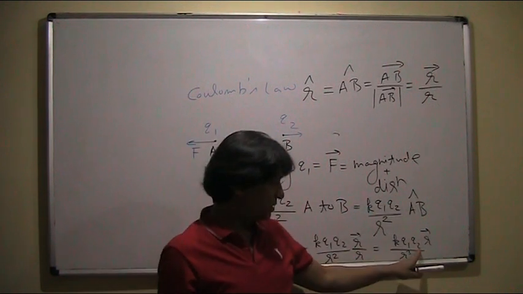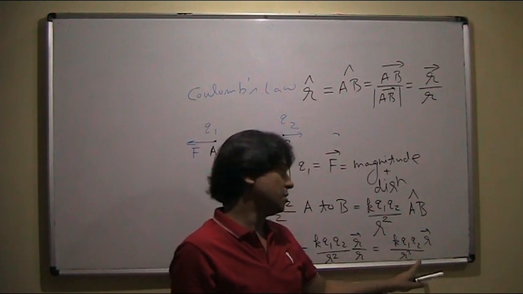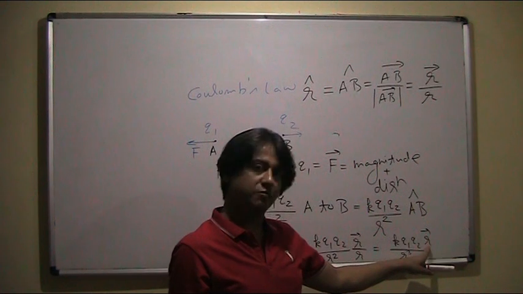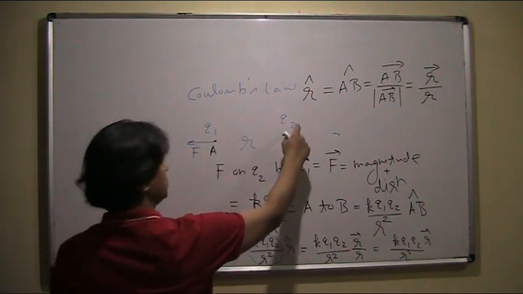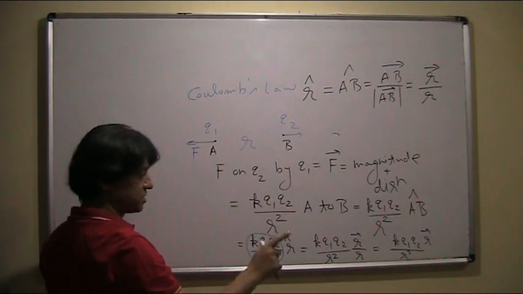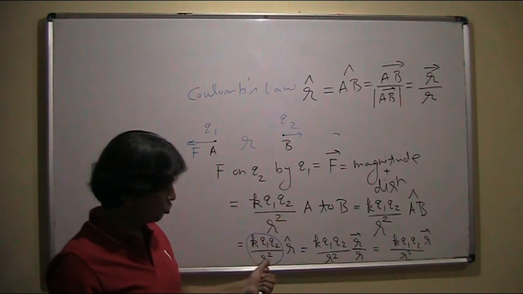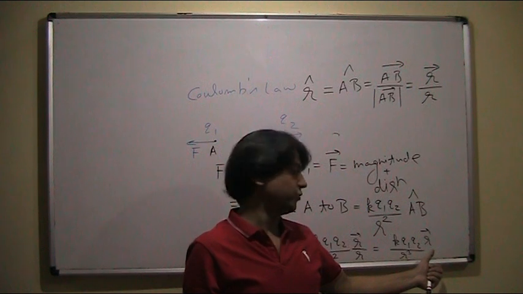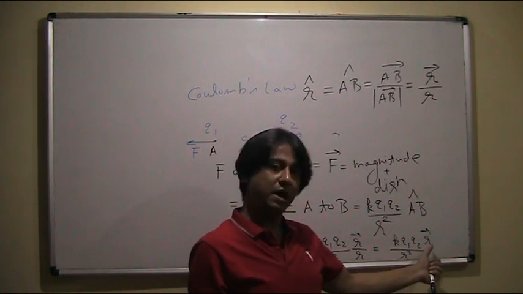Whereas in this part, k q1 q2 upon r cube is not the only magnitude, because partly magnitude also lies with this r vector. And therefore, force on q2 by q1 in vector form, if you are using unit vector, should be given by k q1 q2 upon r square times r cap. And in complete vector form, it is given by k q1 q2 upon r cube multiplied by r vector.